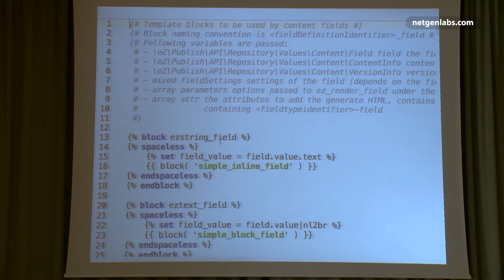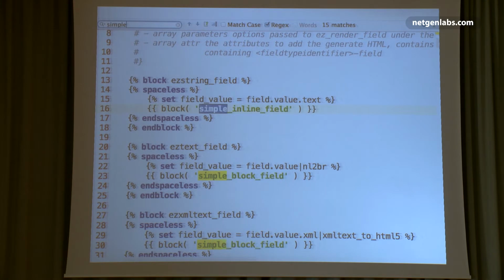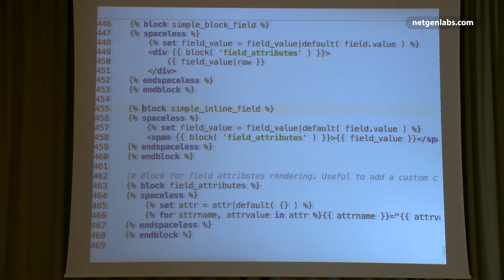So here, for example, you have the block for the display for easy string. So the base text line field type. You say, okay, I want to display the field value and the text that is contained in there, and it's calling the simple inline field. So a block is a twig function that will basically render a block using the variables that we are defining in the context. You usually don't want to use it directly unless in specific cases like this.